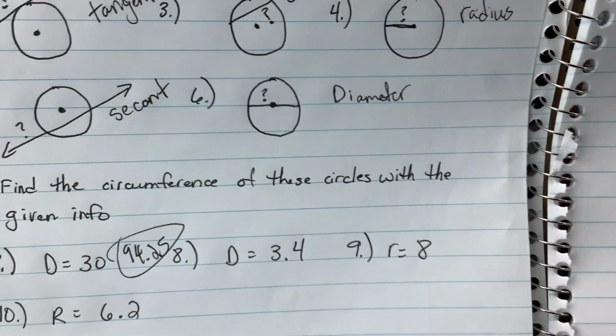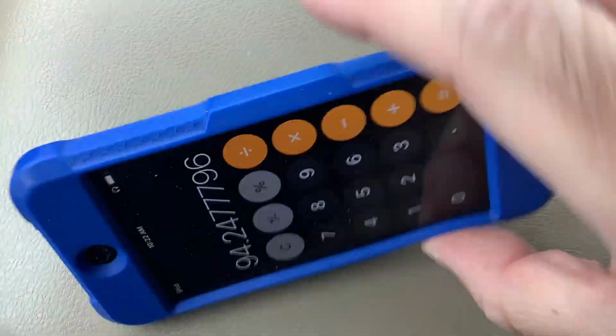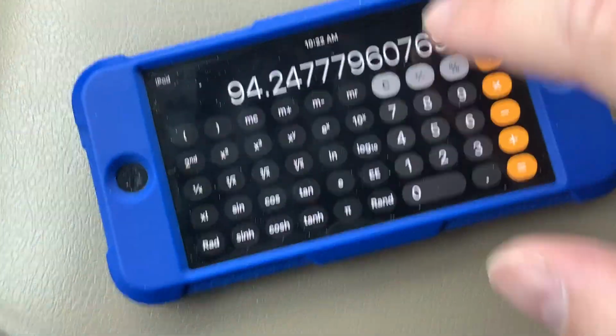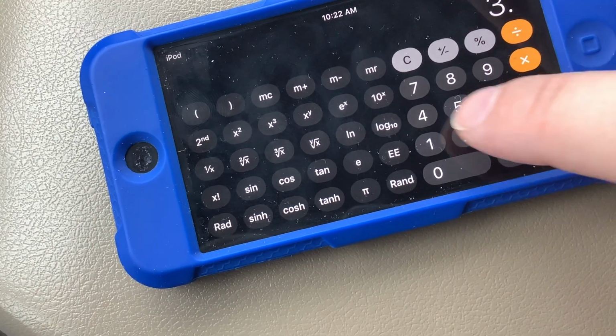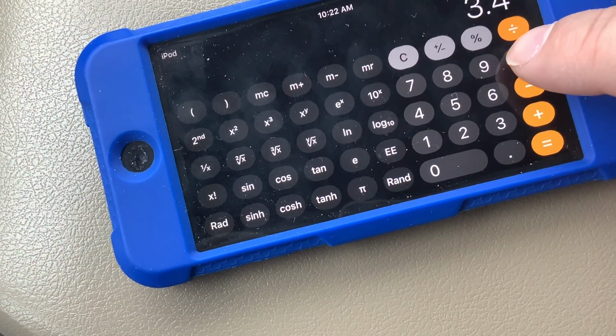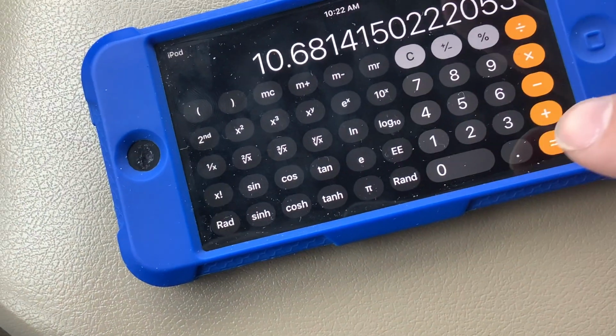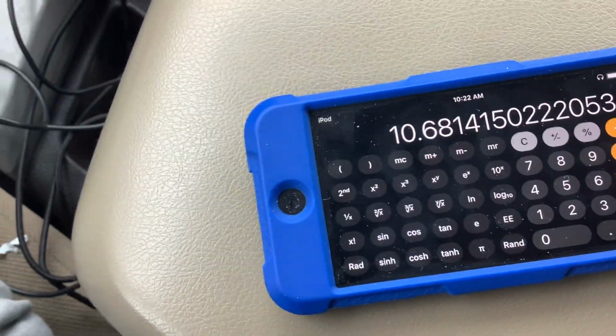Okay, this one is 3.4 times pi. So let's do that. 10.68.